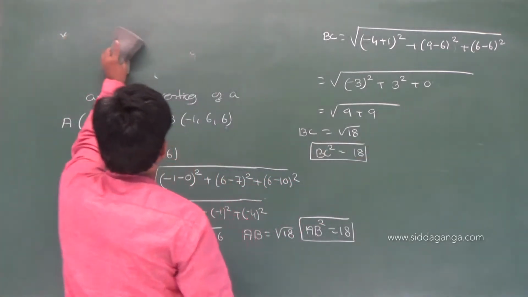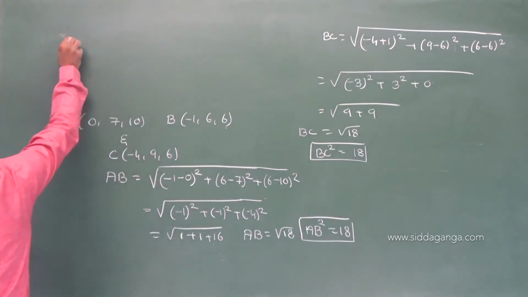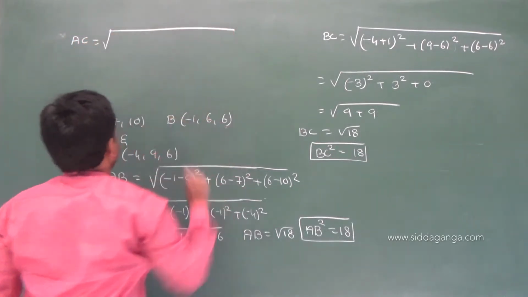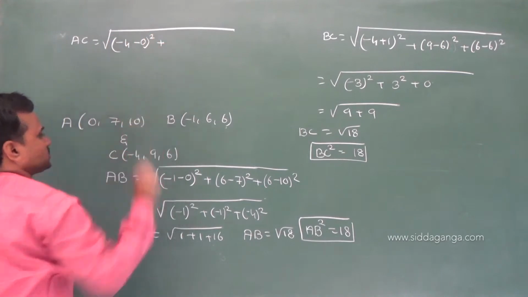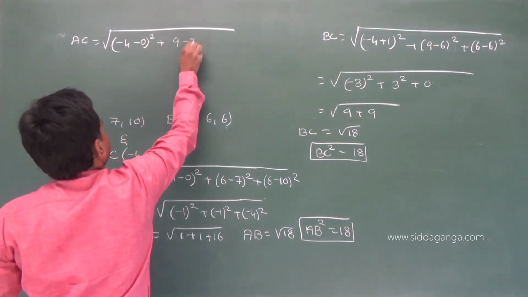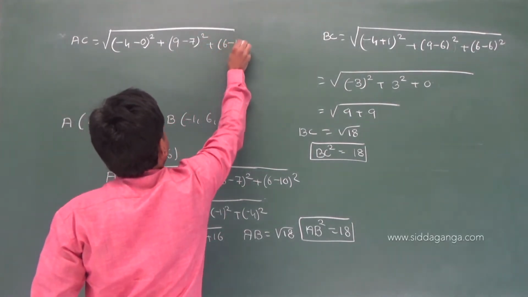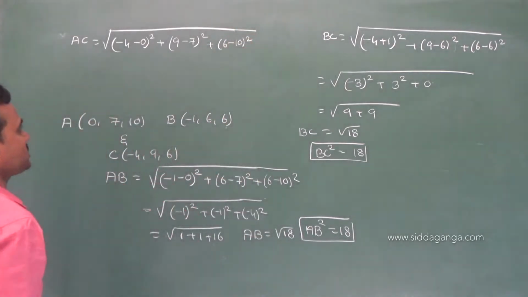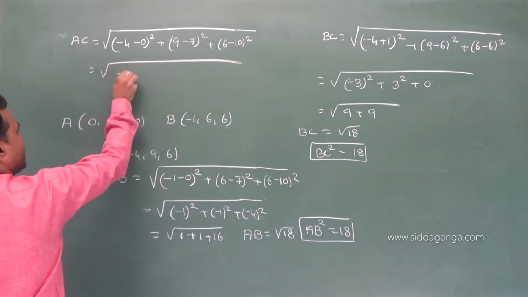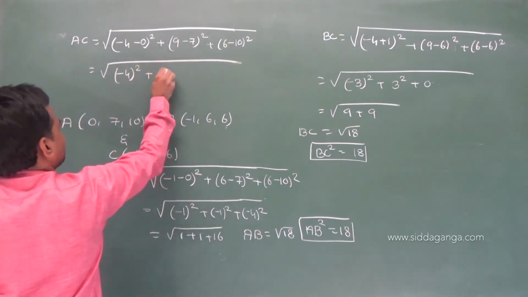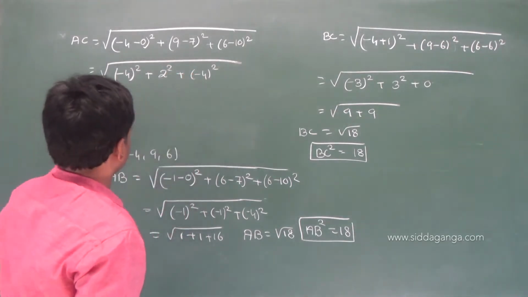Then we find the distance from A to C, which I have written here. A to C: (minus 4 minus 0) whole square plus (9 minus 7) whole square plus (6 minus 10) whole square. Correct? 6 minus 10 is minus 4 whole square, and 9 minus 7 is 2 square, plus minus 4 whole square.